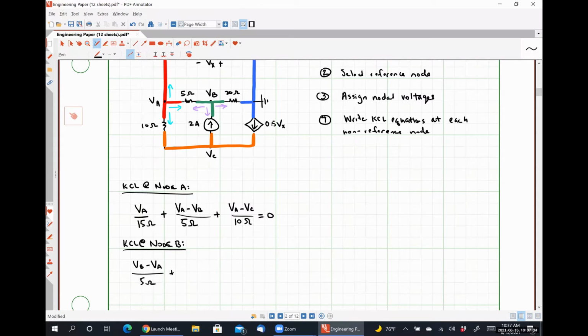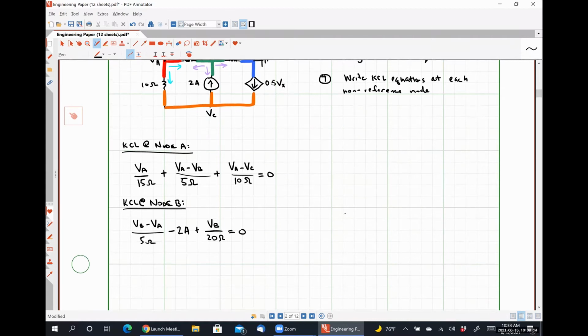What is the current flowing down through the 2 amp source? Is it negative 2? That's absolutely correct. Negative 2 amps. And what is the current flowing to the right through the 20 ohm resistor? VB over 20. VB over 20 ohms. Absolutely correct. And we set those equal to zero. Lastly, we do KCL at node C.